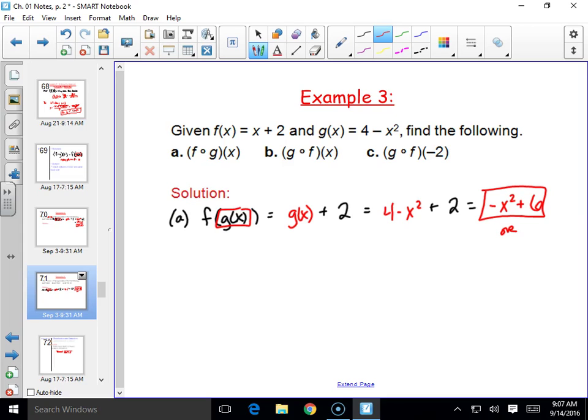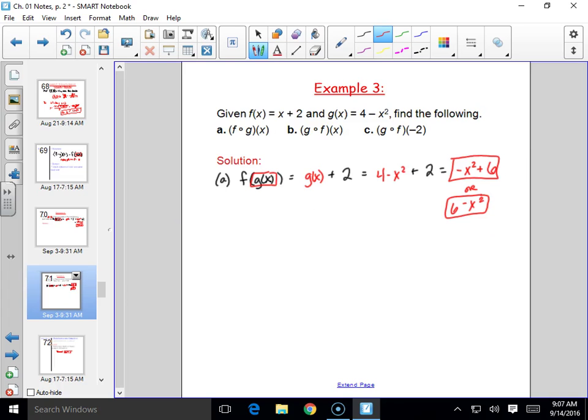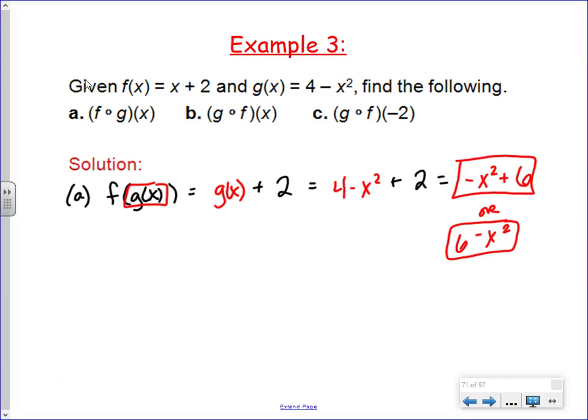Yeah, we could have also written it 6 minus x squared. It means the same thing. We usually don't because we usually go in descending order, right? The highest power of x followed by the next lower power, the next down to the constant. But technically you're right, they both would have been fine. But you are currently working on letter B, g of f of x.